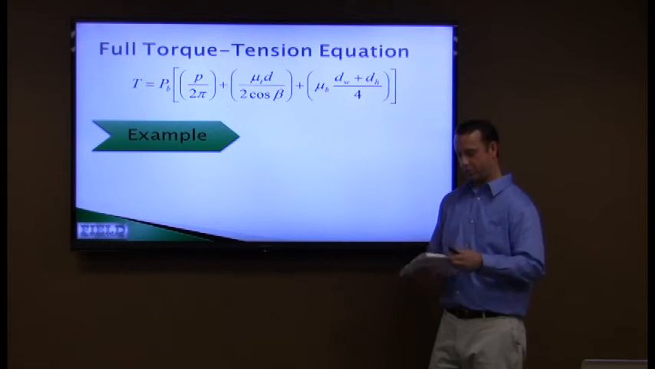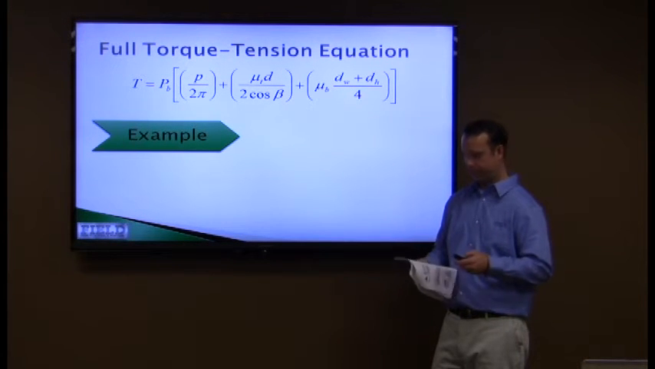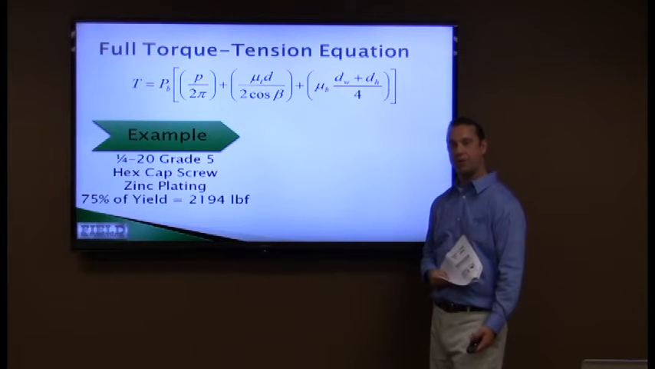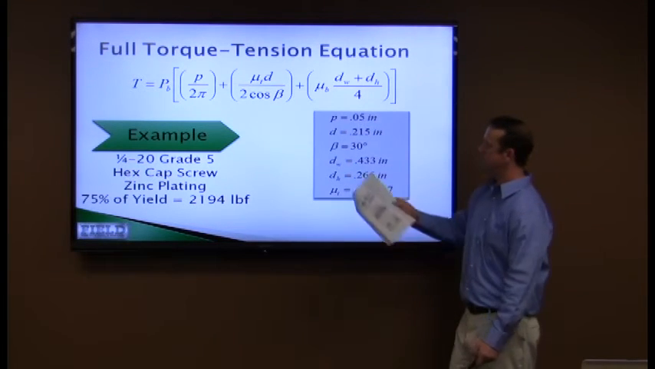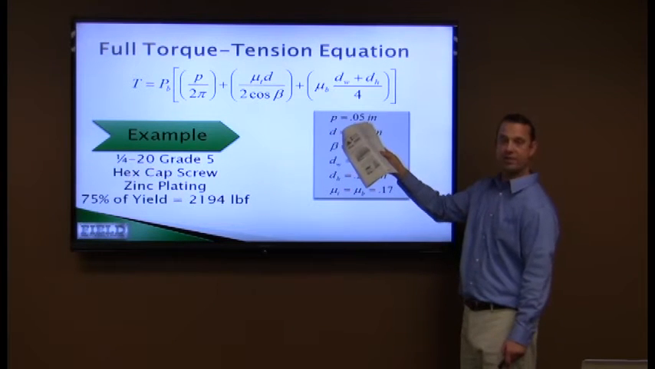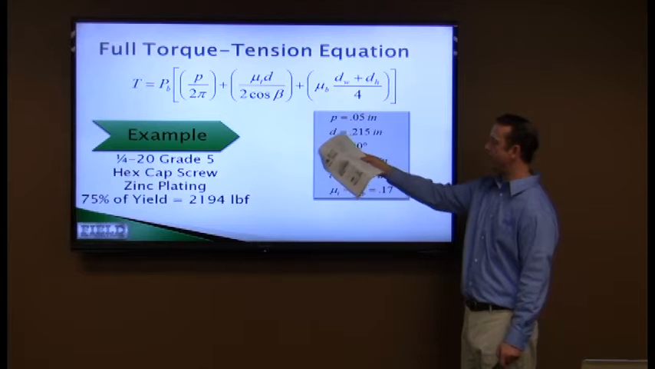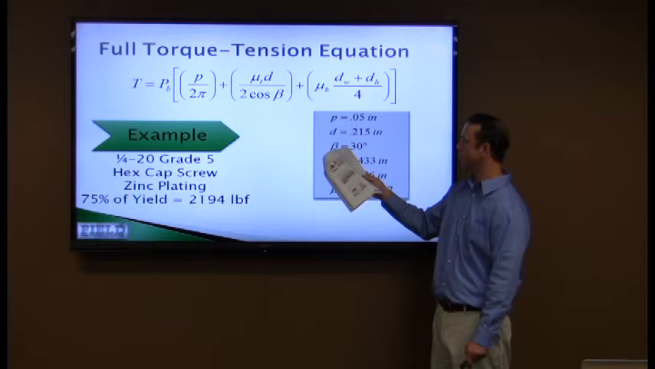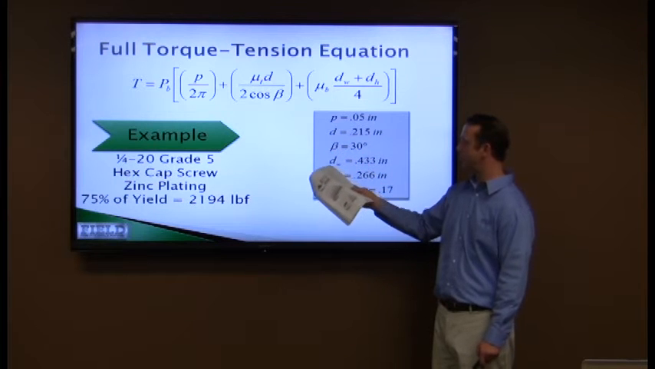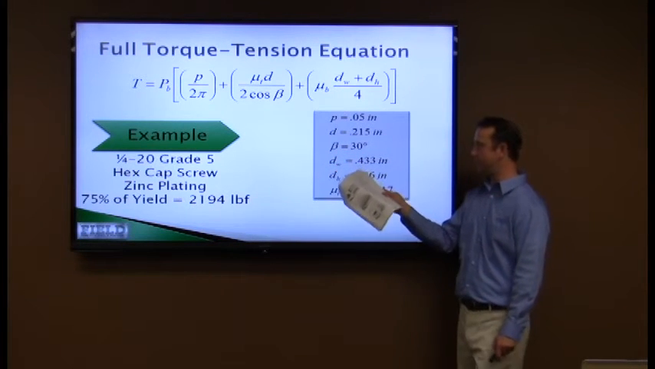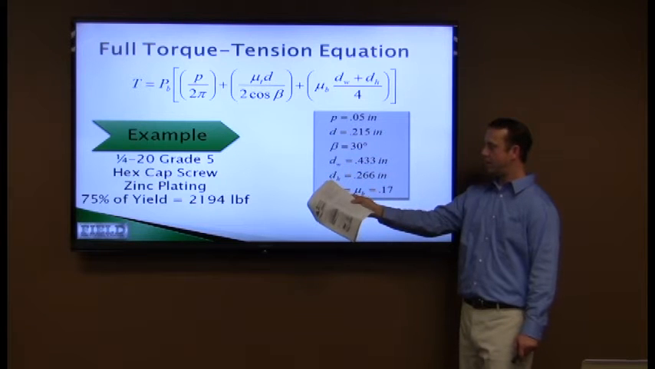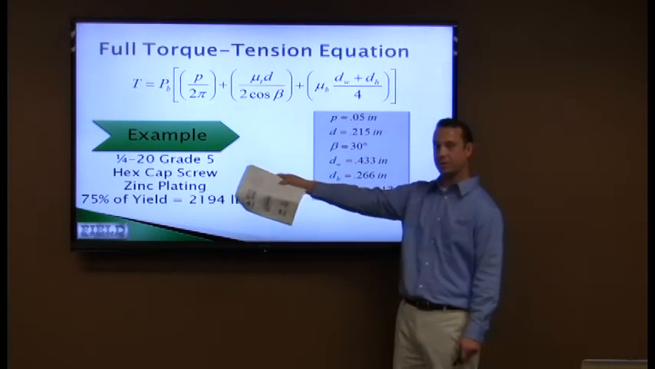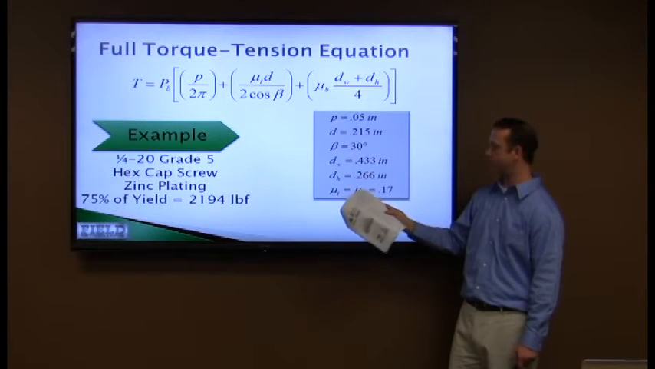So if we do a little example, again we'll look at the quarter-20 grade 5 cap screw that Nathan was testing. We've got our P, which is our pitch, which is 50 thousandths of an inch. Our diameter is .215, which is roughly the pitch diameter of the part. B is half of our thread angle. Our DW is our washer diameter, so in this case it's .433. Our diameter of our hole is .266, because it's going to be a clearance hole for a 1/4 inch fastener, so we've got a little bit of clearance room between the two.